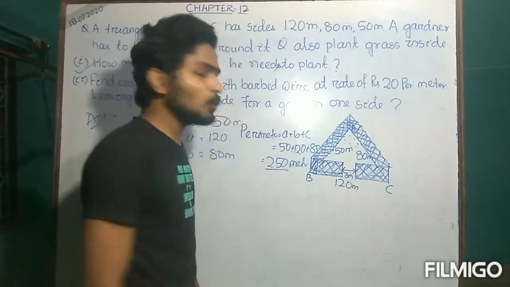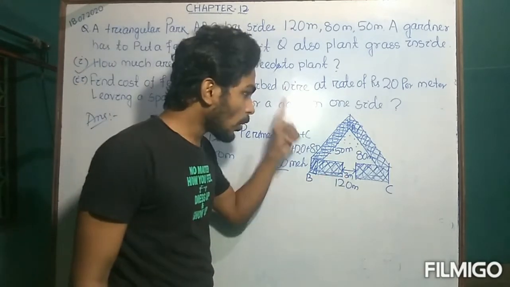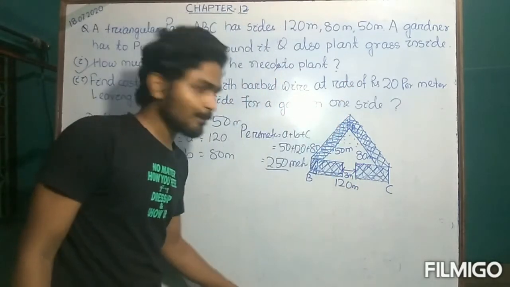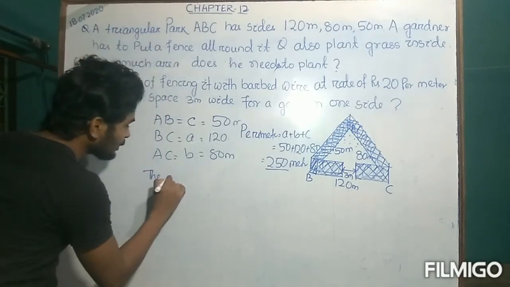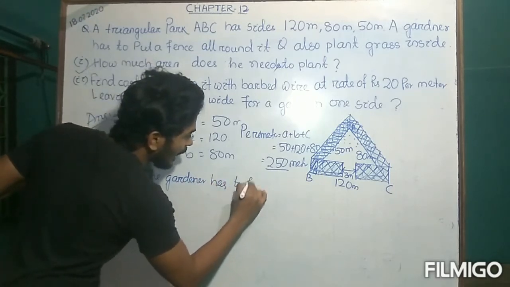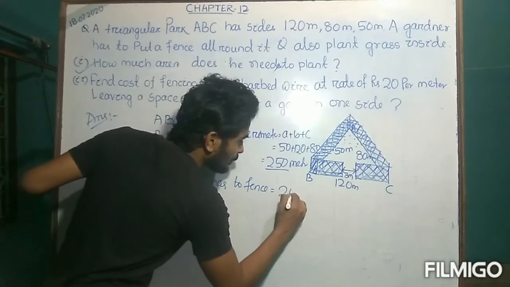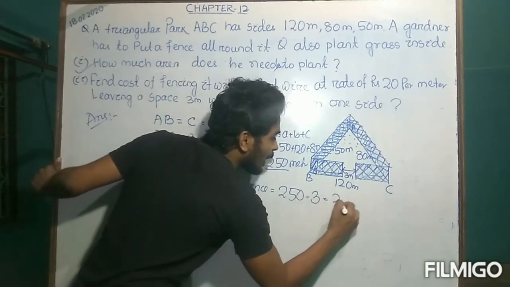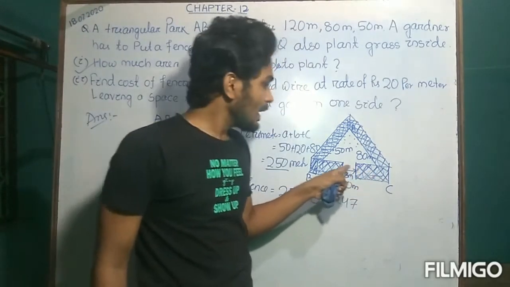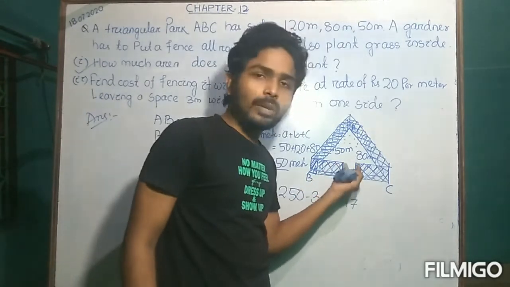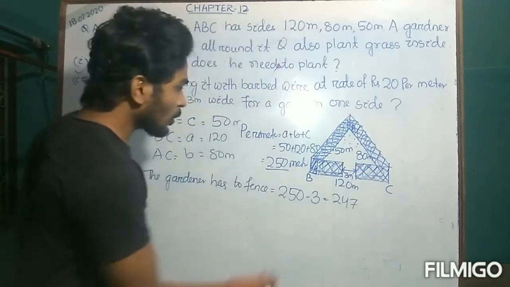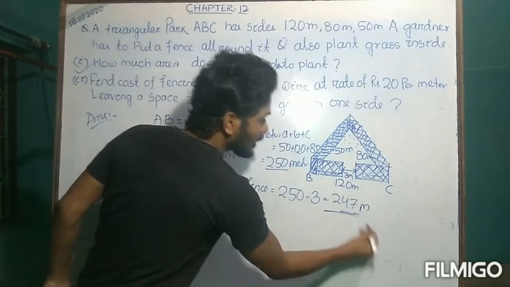But the total perimeter is 250 meter, and he has to only fence all three sides except this 3 meter. Clear? So you can write the gardener has to fence how many meters? 250 meters minus 3 meters. Why minus 3 meters? Because this 3 meters need not any fencing. Okay, he need not build this boundary over this 3 meter because this is the gate and he has to leave this space. So totally he has to fence this 247 meter.